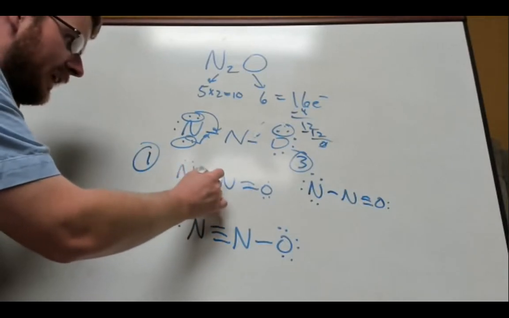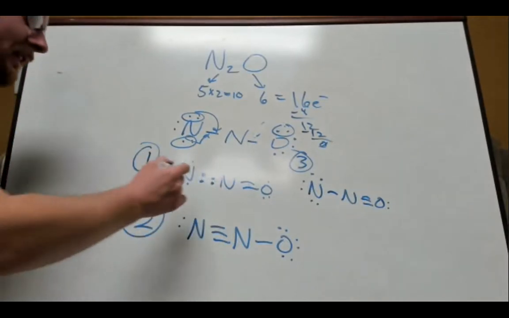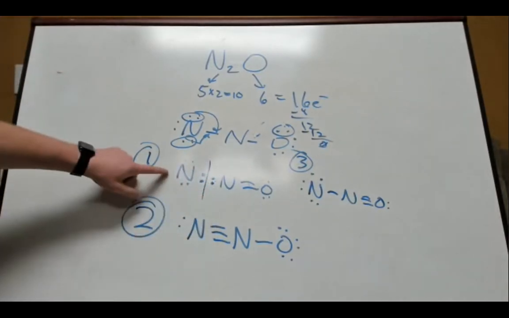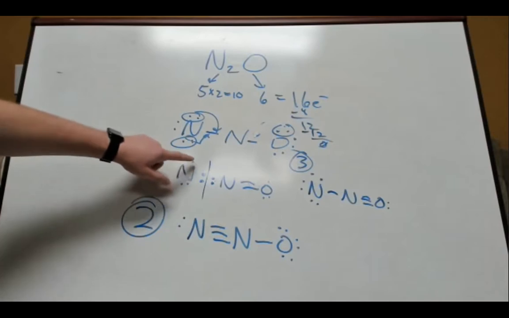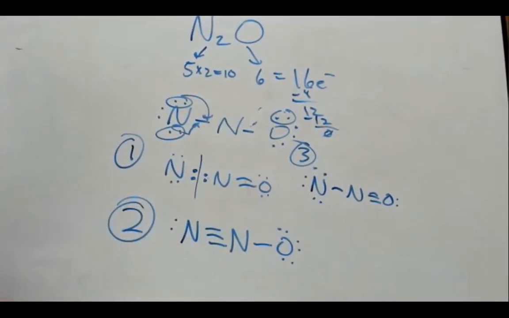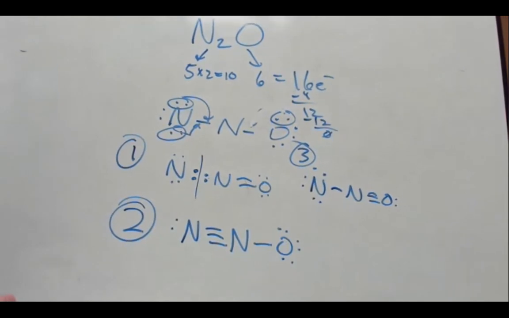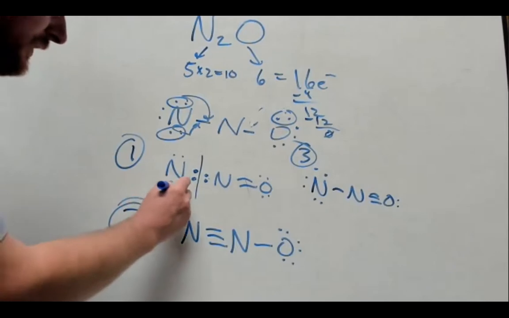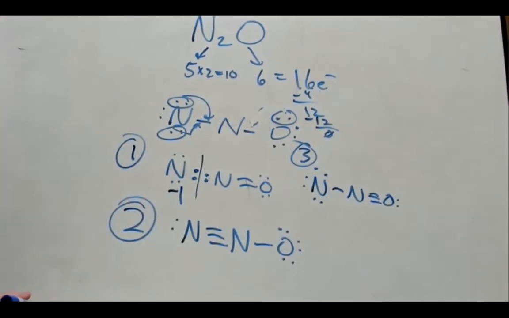We can think of it like this. And when we think of it like this, we just split it down the middle. So this nitrogen for number 1 has 1, 2, 3, 4, 5, 6. Normally nitrogen has 5 valence electrons, so it has one extra one, which means it's going to be a -1 charge.